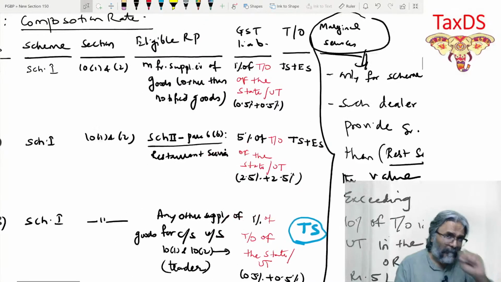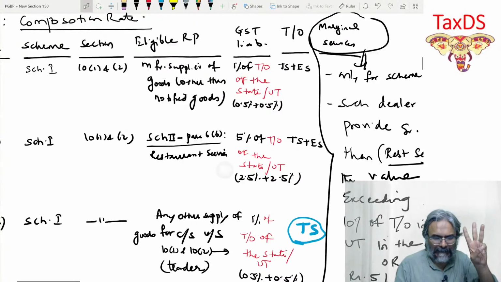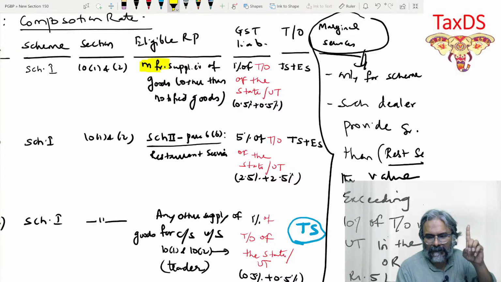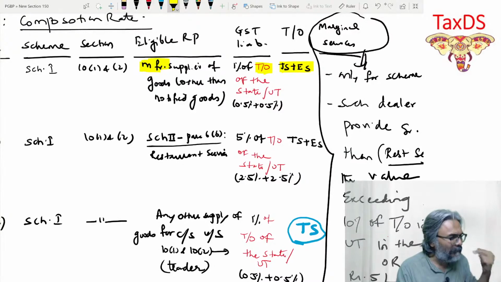For scheme 1, which has 3 categories, the first one is the manufacturer. The turnover of the state will include both the taxable as well as the exempt turnover. Now tell me, in the exempt turnover, will you include the interest?